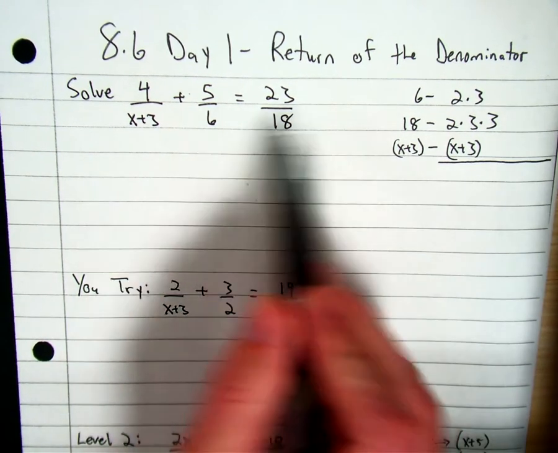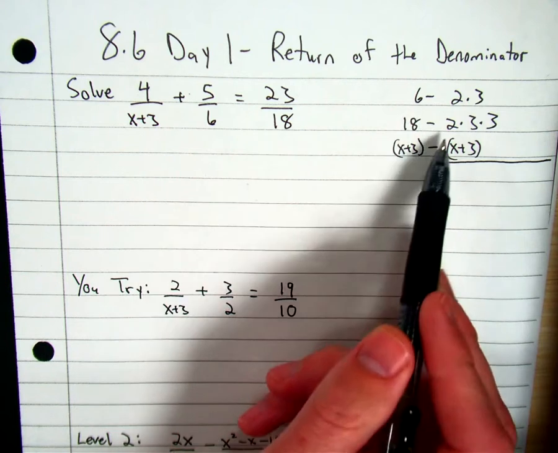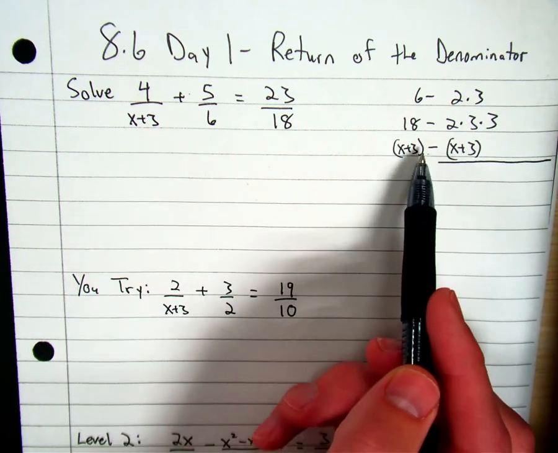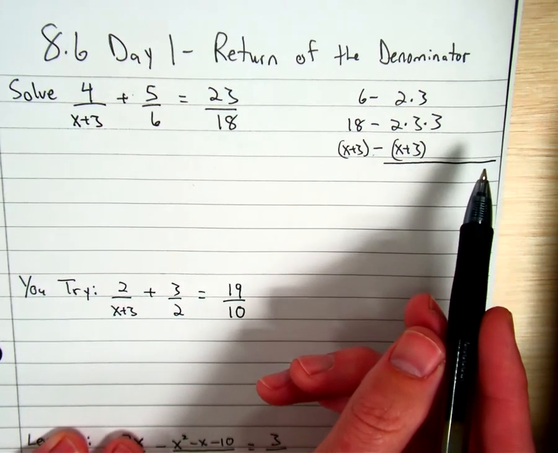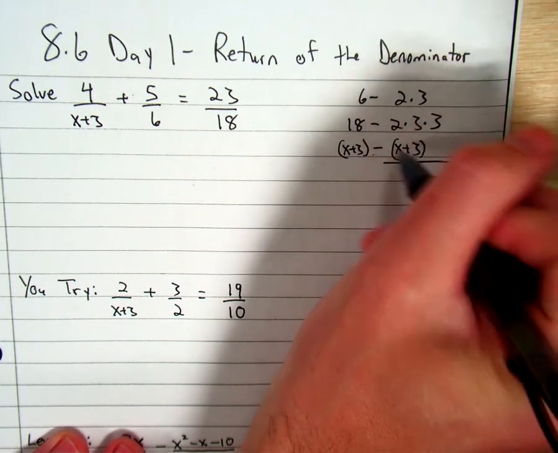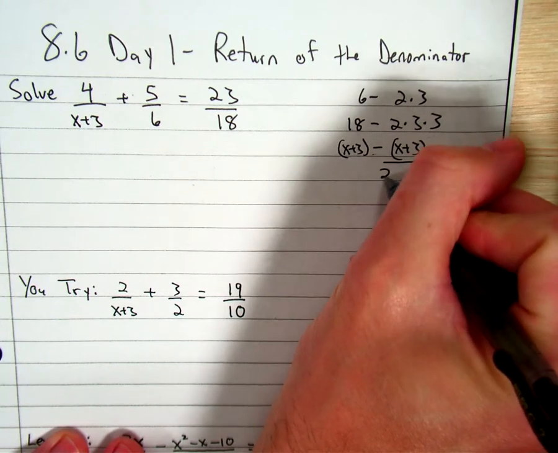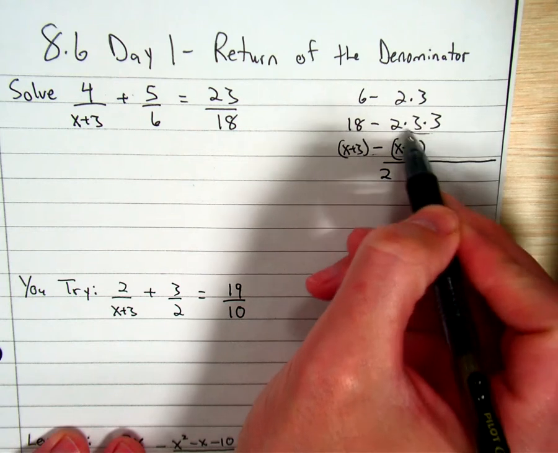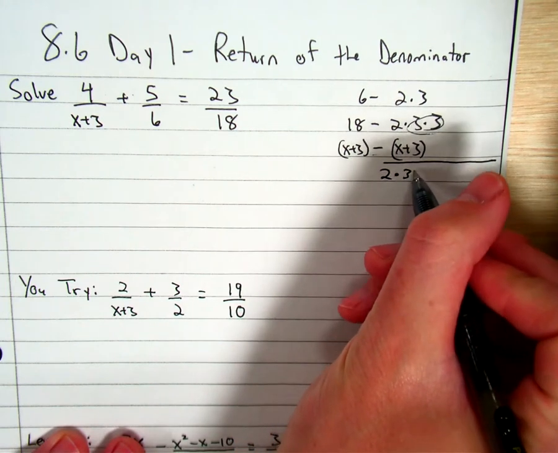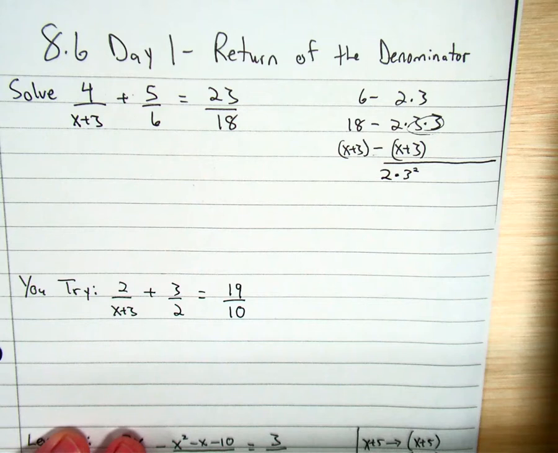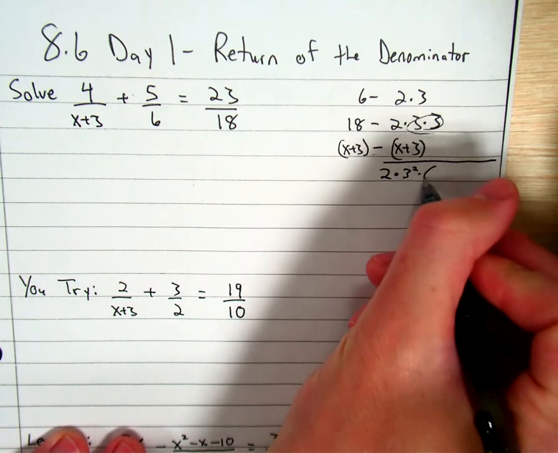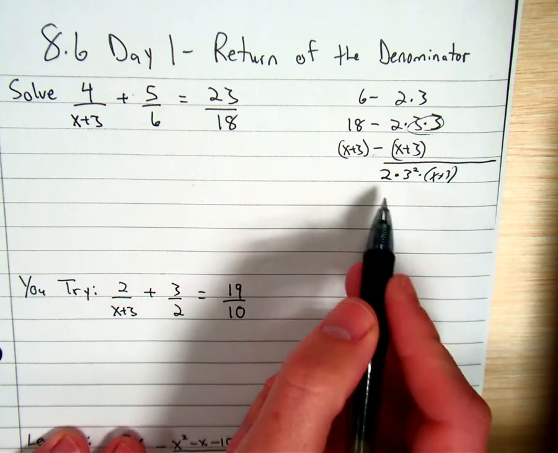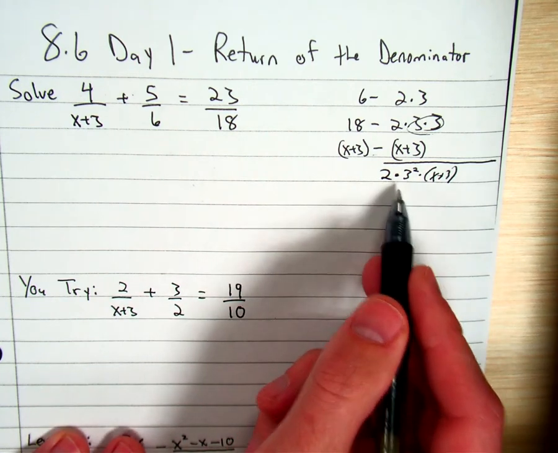6 would be 2 times 3, 18 is 2 times 9, and 9 is 3 times 3. X plus 3 is just x plus 3. We're taking the most we have of each one. There's only 1 two in both of these. One 3 or two 3s? Well, two 3s, or 3 squared. And then we have to take the x plus 3. So 2 times 3 squared, that 3 squared is 9, times 2 is 18.